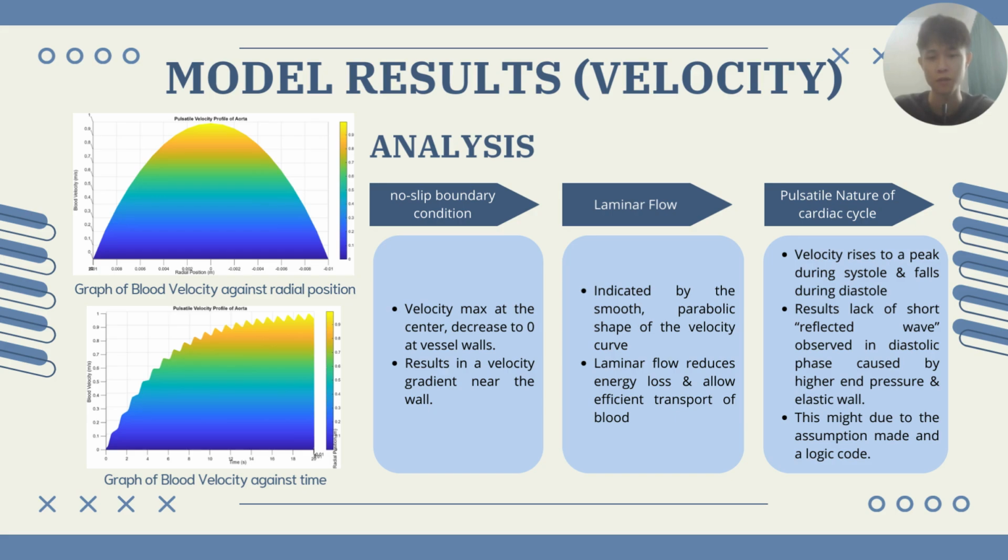Next, the smooth parabolic shape of the velocity curve also indicates that the flow region is laminar in the middle of the blood vessel. If the flow were turbulent, the profile would appear flatter with chaotic fluctuations. Besides, the velocity rises to a peak during the systole and falls during diastole, reflecting the rhythmic pumping of the heart. However, the result lacks the characteristic of the short reflected wave. This is a limitation of our current model, specifically due to the rigid wall assumption and the backflow check logic in the code, which prevent the visualization of blood reversal.